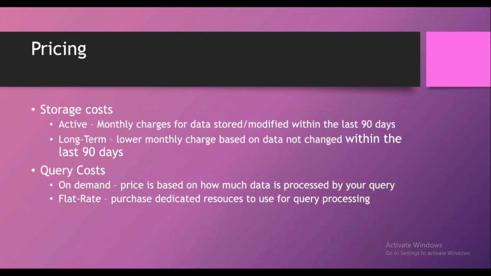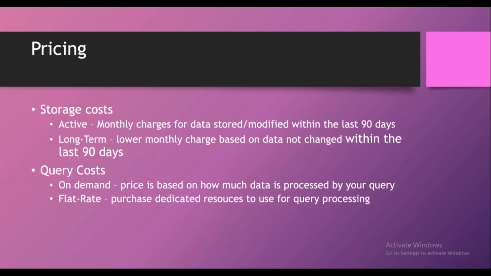Pricing. I'll start with what costs money and then get to what everybody wants to talk about, what's free. So there are storage costs and query costs. Both come in two different varieties. For storage costs, there is active and long-term. Active describes monthly charges for data that you've stored or modified within the last 90 days. And that scales based on how much you store or change, obviously.